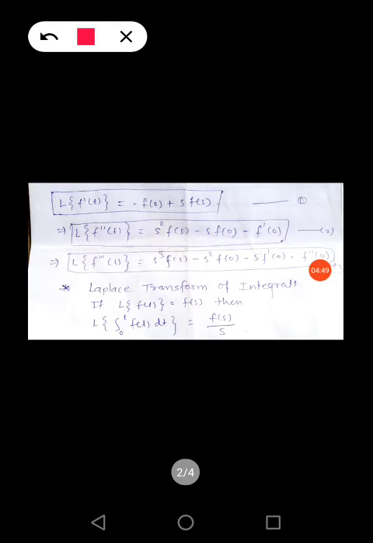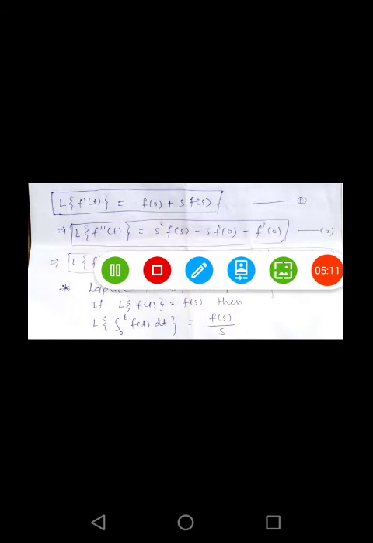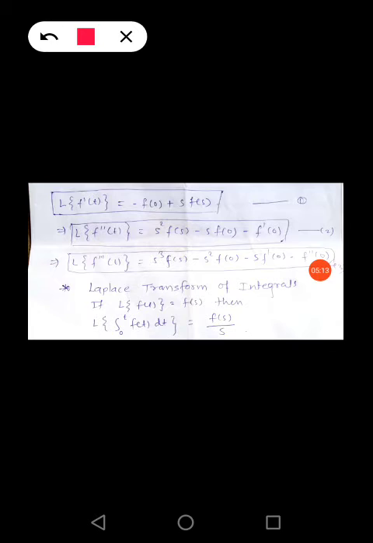In the next step, Laplace of f dash of t is equal to minus f of 0 plus s into F of s, because the integral from 0 to infinity of e raised to minus st f of t dt is nothing but Laplace of f of t, which is F of s. So Laplace of f dash of t is equal to s into F of s minus f of 0. Similarly, we can find other derivatives.